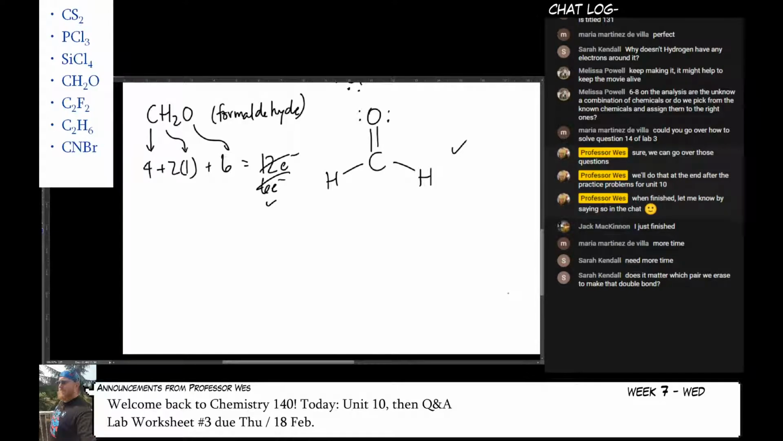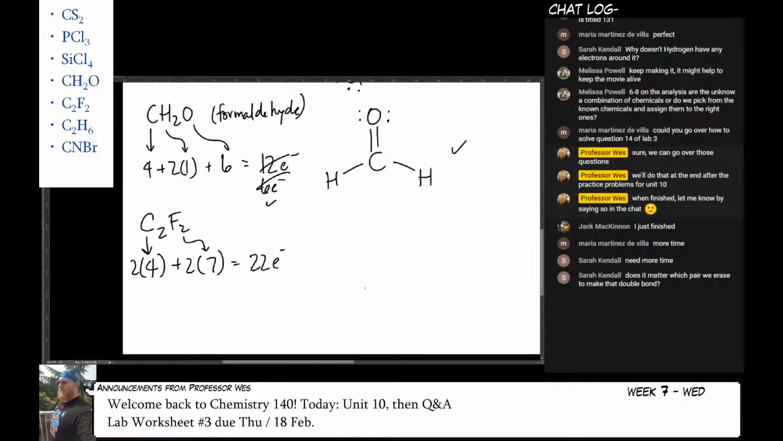All right. Now let's do C2F2. This is where they start getting a little more complicated, but it's nothing that we haven't done already. So each carbon is worth 4, and there's 2 of them. And each fluorine is worth 7, and there's 2 of those too. So let's see here. 8 plus 14 is 22.